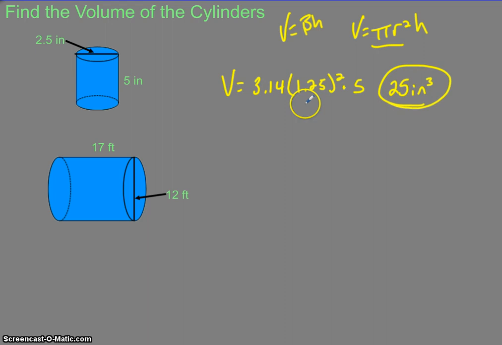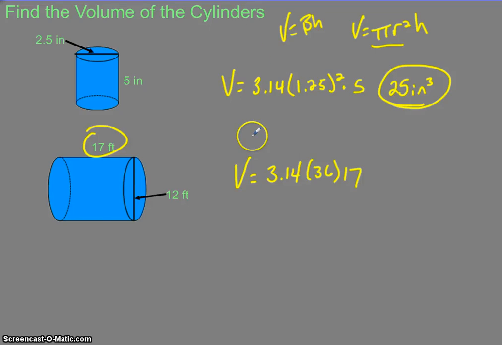Okay, again, area of the base times the height. Here's the base, the circle. V equals pi r squared. Well, this is the diameter, so I need r, which is 6. 6 squared is 36. The height of the cylinder is right here, which is 17. Multiply. Okay, 3.14 times 36 times 17.